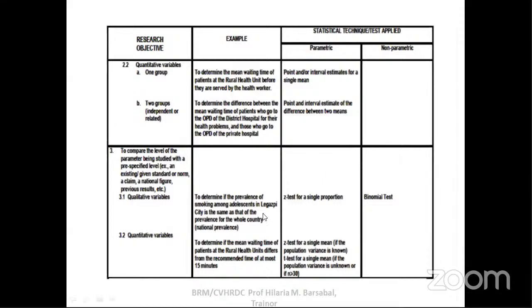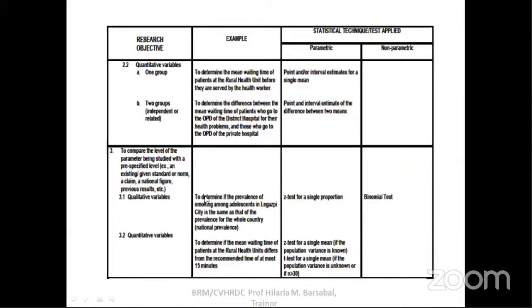So, take note. Here, for example, another example is if you're going to determine the prevalence of smoking among adolescents in Legazpi, all right, and the whole country, so nationwide. Now you gather qualitative variables. So again, you gather qualitative variables. So you can use a parametric test, all right, for single proportion, but since it's qualitative, you have to use the binomial test. Okay, so those are the things that you need to consider.